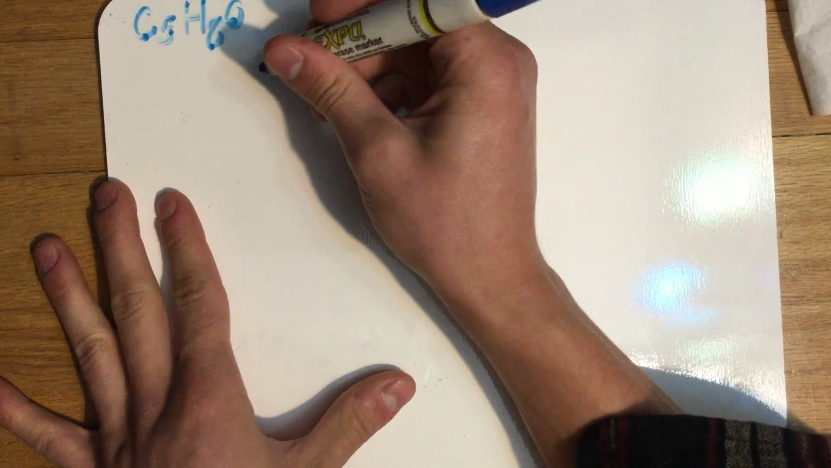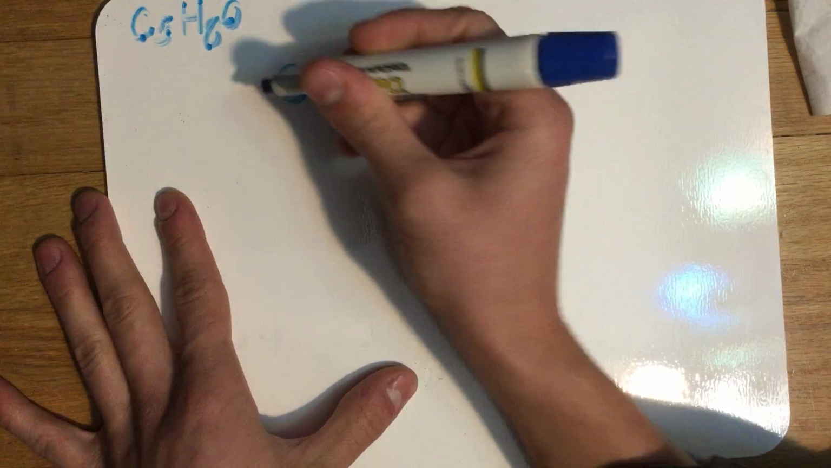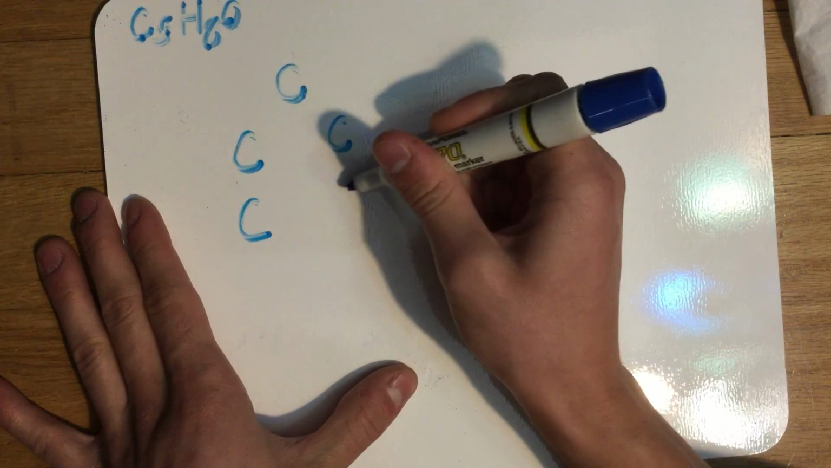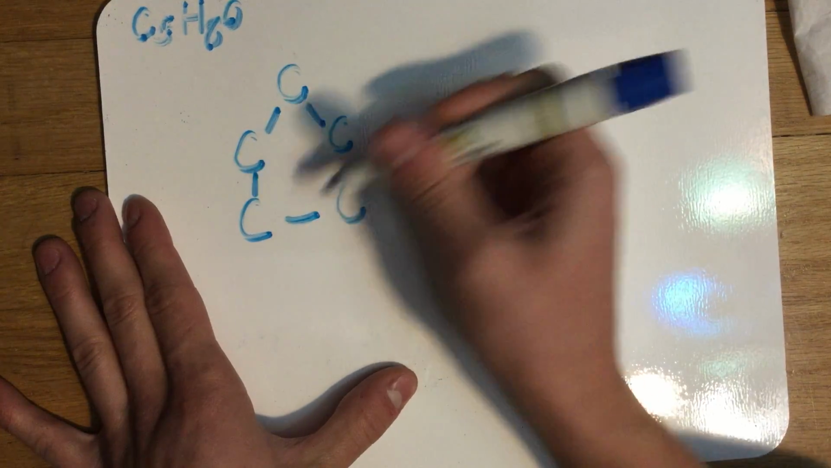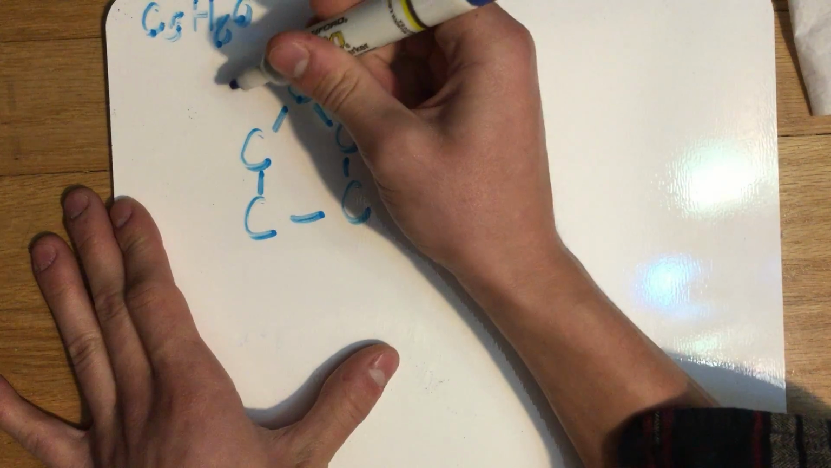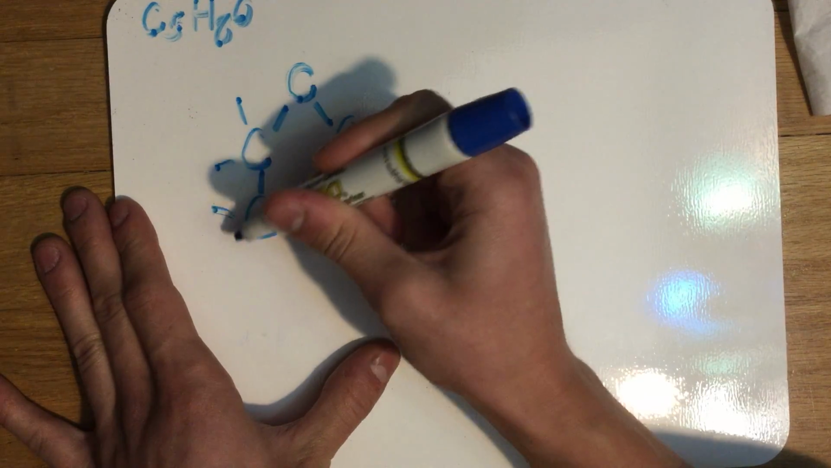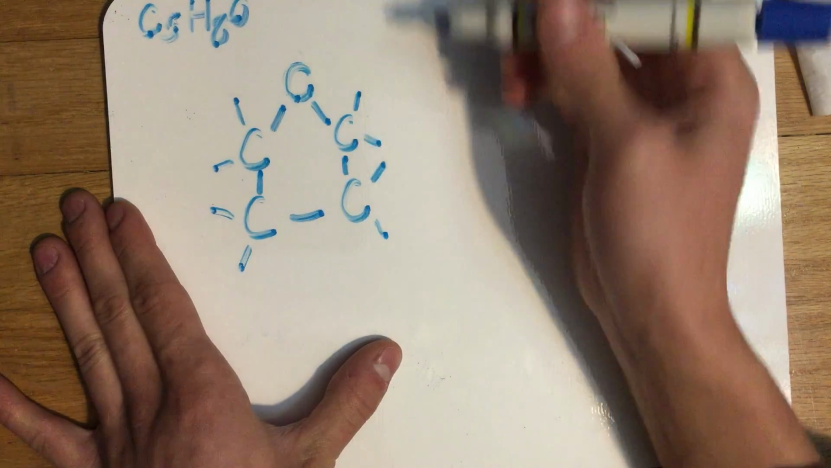So since I've got 5 carbons, I'm going to write them in this shape: 2, 3, 4, 5. And I'll connect all those up, just like so. And then I'll draw my hydrogens. And again, hydrogen only likes to make 1 bond. So I'll put 2 hydrogens on each carbon. I'm just drawing my bond lines first.